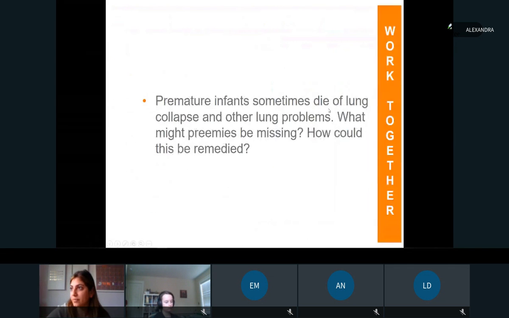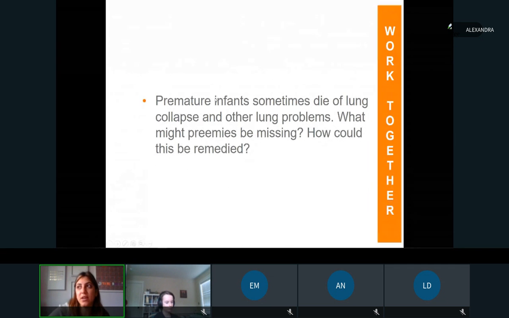So let's think about this question. Premature infants, so infants that are born before they're fully developed, sometimes die of lung collapse and other lung problems. What might preemies, the name given to these infants that are born before they're mature, be missing, and how could this be remedied?